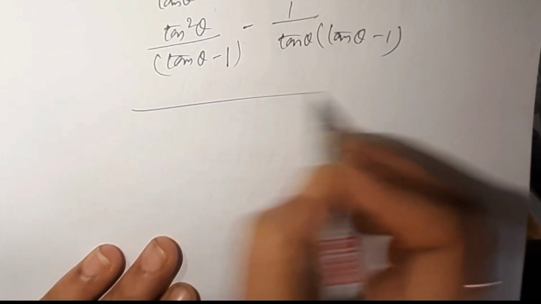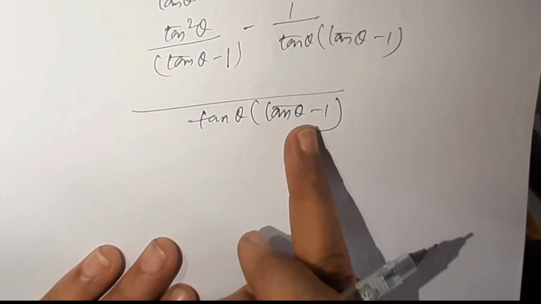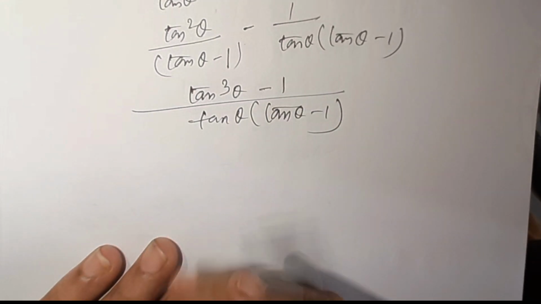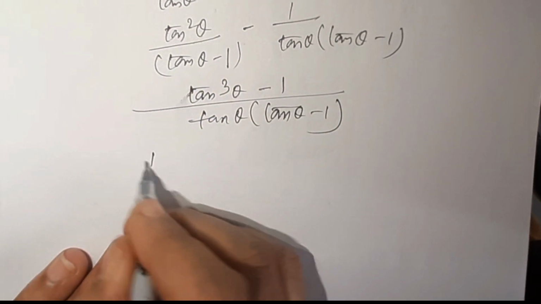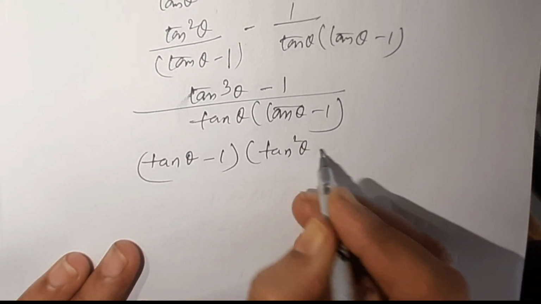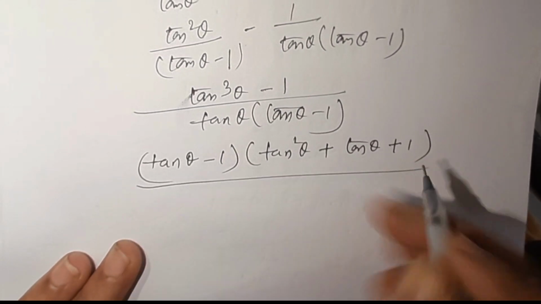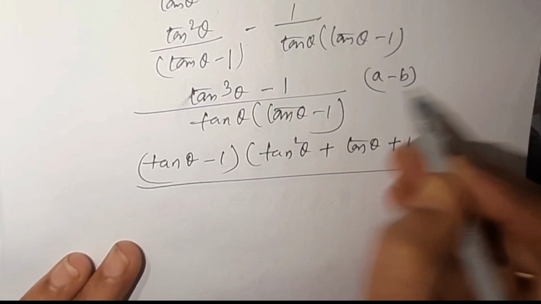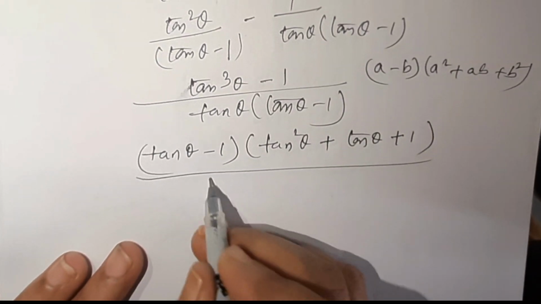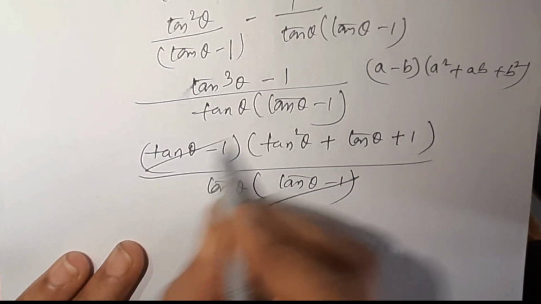Now getting the LCM of the whole term, it is tan theta minus 1. Tan theta is common, so tan theta is getting multiplied. So it's tan cube theta minus 1. Now a cube minus b cube is there, so we are going to use its identity, a minus b, a square plus ab. As b is 1, I wrote only tan theta plus 1. The a cube minus b cube identity is a minus b, a square plus ab plus b square. So this identity I applied here. Then the denominator has to be written. Now tan theta minus 1 will get cancelled.